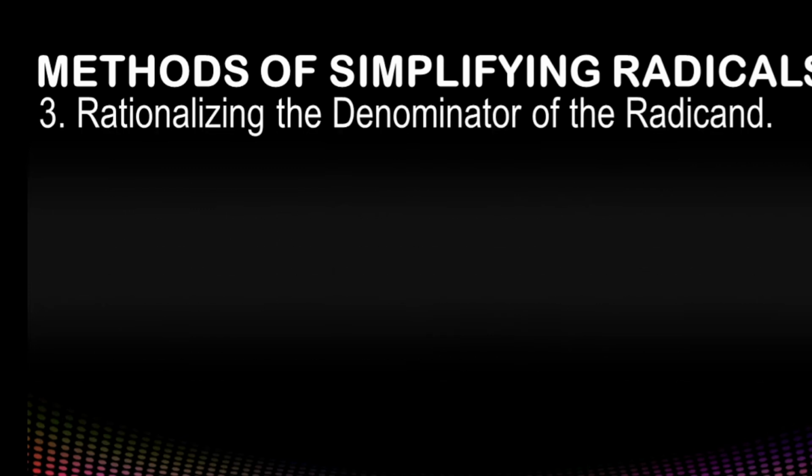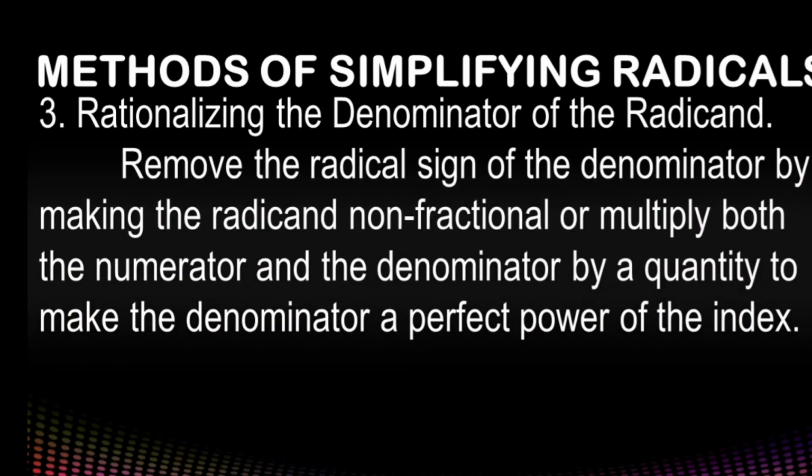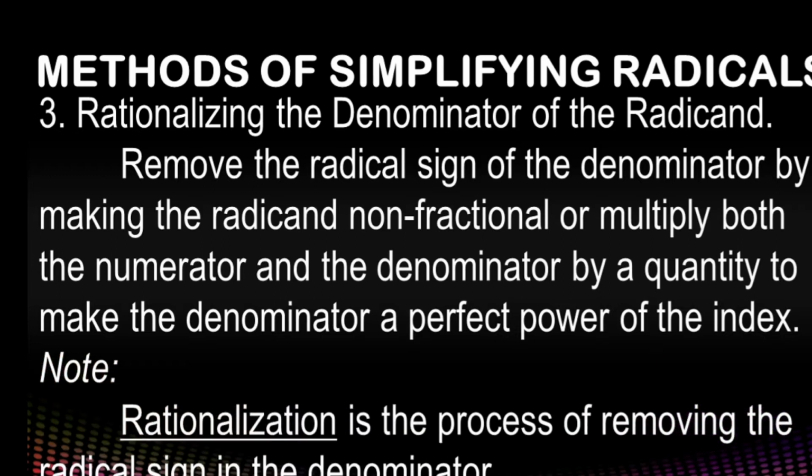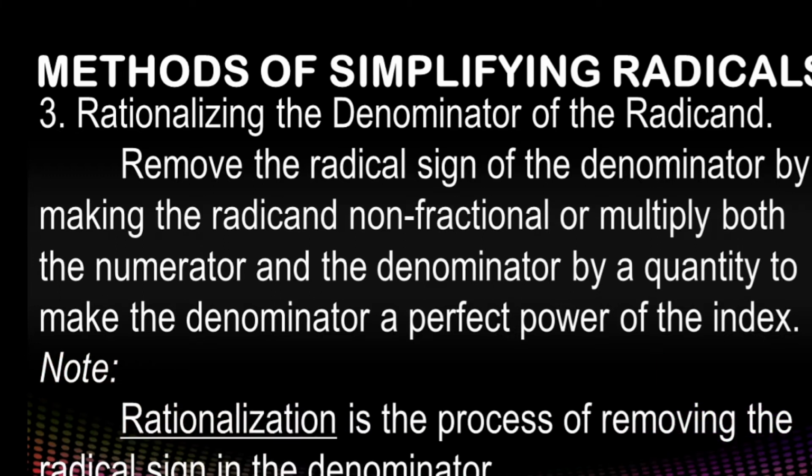Third method is to rationalize the denominator of the radicand. In rationalizing the denominator of the radicand, we can remove the radical sign of the denominator by making the radicand non-fractional or simply multiply both the numerator and the denominator by a quantity to make the denominator a perfect power of the index. So take note, rationalization is the process of removing the radical sign in the denominator.